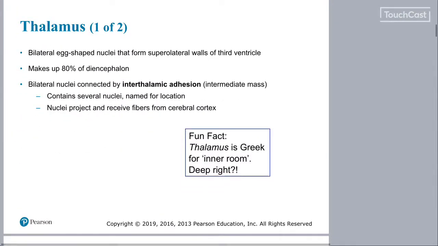Okay. The thalamus itself is a bilateral egg-shaped nuclei that forms the superior lateral walls of the third ventricle. It makes up about 80% of our diencephalon. It also is connected by that interthalamic adhesion, that smaller little circle within that egg shape. It's going to contain several nuclei, which we'll look at in just a second, that are each named for their location. These nuclei have specific tasks that project and receive fibers and information coming from the cerebral cortex. Each one of them has a specific job that's going to then relay that information to a specific place. A little fun fact of the day, thalamus is actually Greek for inner room. Very deep. But our thalamus is one of the deeper, most inner parts of our brain.